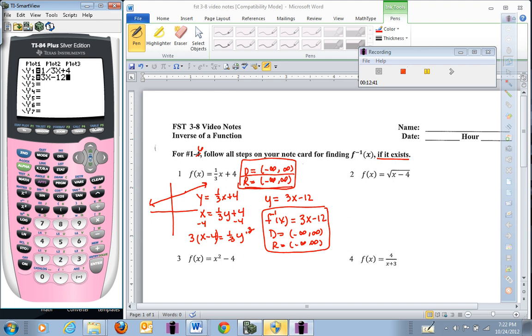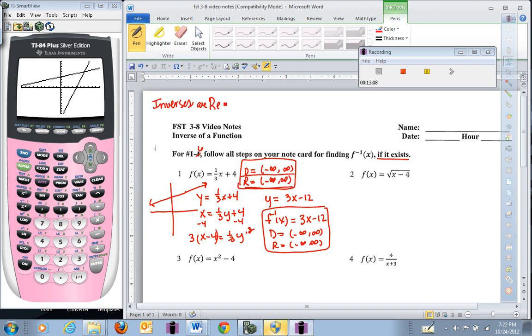Alright, and I'll just put those on a Zoom 6 window so we can look at them. So here's our original function. Here's the one that we found to be the inverse. Alright, inverses are reflection images over the line y is equal to x. And that's because we're switching our x and y coordinates around.